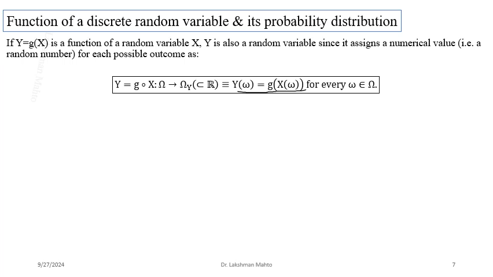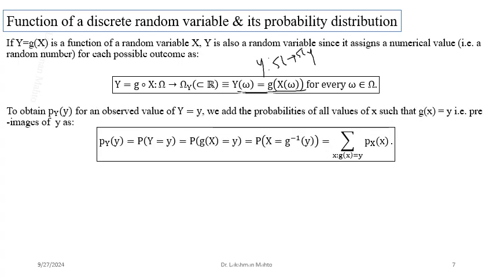So we can say that Y is a legitimate function over omega, a function from omega to R, and better to call its range omega Y. We will denote it by omega Y. It is a collection of random numbers, a subset of the real numbers. It is all about deriving the probability mass function, or distribution, of Y. To obtain the distribution of Y, we will go for an observation of Y.